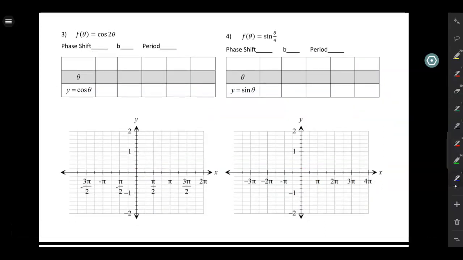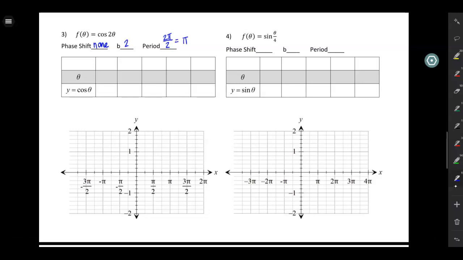Okay, we are going to do these next ones. So with number 3, we're graphing cosine of 2 theta. My phase shift would be the number that I'm adding or subtracting from the theta. In this case, I don't have any. So there's no phase shift, so I'm not moving left or right. My b value is the number right in front of the theta, so it's 2. And to find my period, I do 2 pi divided by 2, which is just pi.